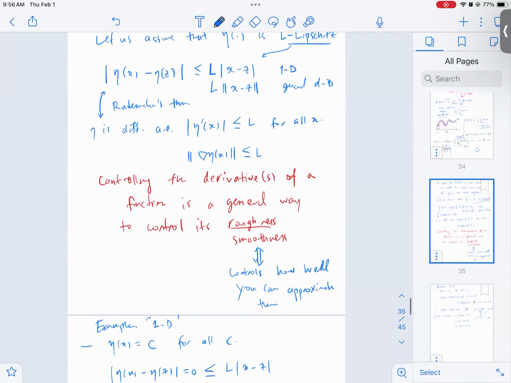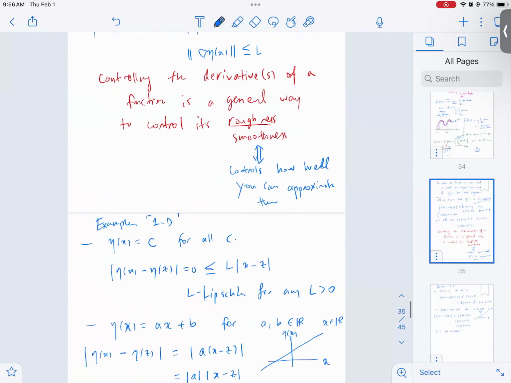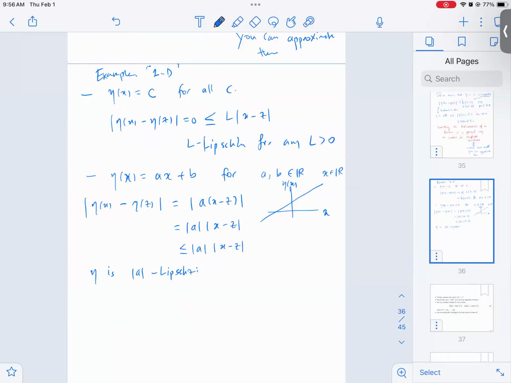Usually you would say this with L positive. It has to be positive because of the absolute value on the other side. So the slope could be like -2, and -2 and 2 are the same. So this is like the absolute value of the slope. If you believe Rademacher's theorem, it tells you another way to characterize it, by looking at the absolute value of the derivative. So what is the derivative of this?